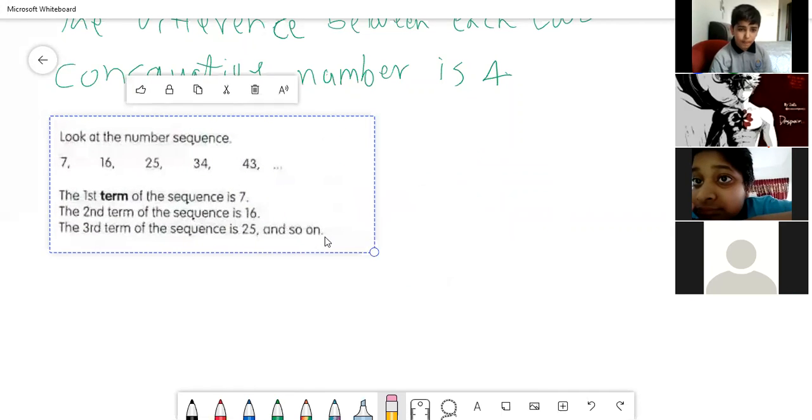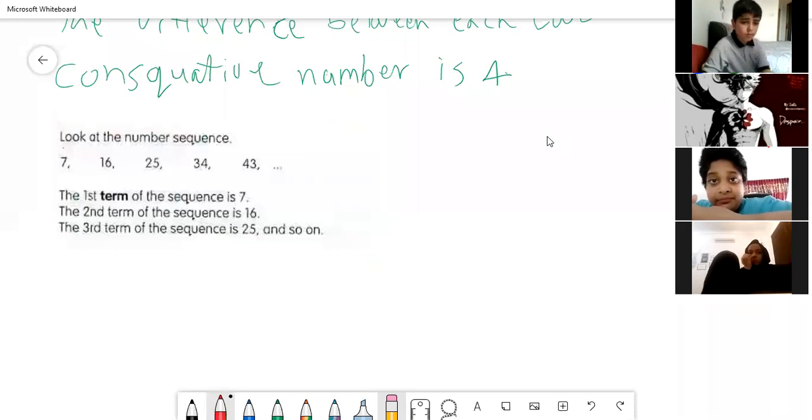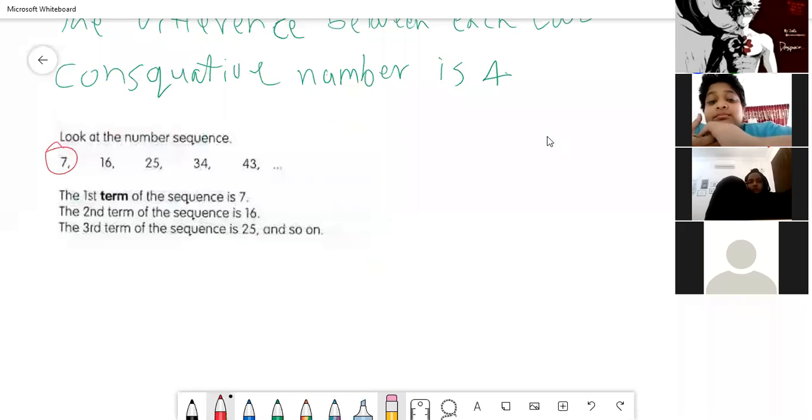All right, look at the number sequence: 7, 16, 25, 34, and 43. Zainab, concentrate here. What is the first item in the sequence? It is 7, right? The second term in the sequence is 16. The third term in the sequence is 25. So what is the sequence here? How can we describe the sequence?